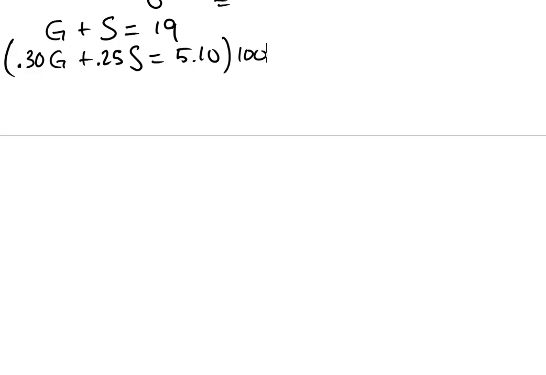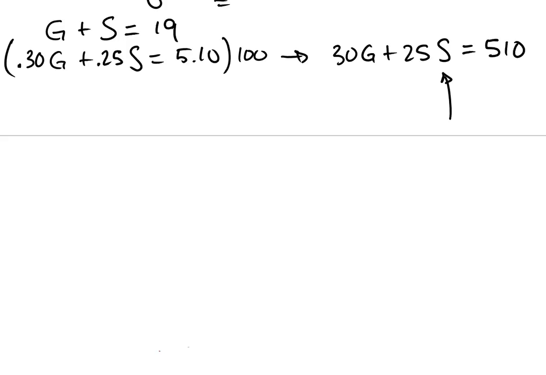Now, when I choose to do that, this equation is not going to go away, but it becomes the following. This equation is now 30G plus 25S equals 510.